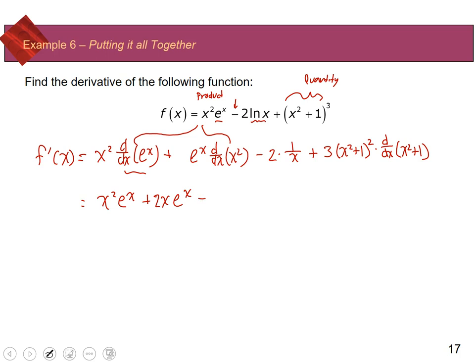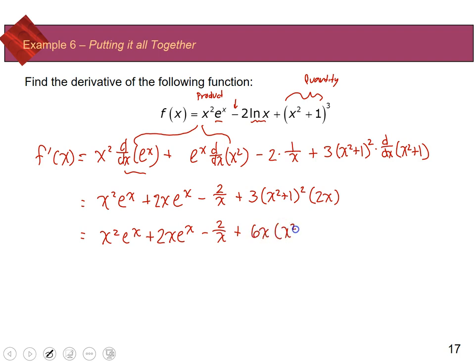Minus 2 times 1 over x, I can actually write as 2 over x. Plus 3 times x squared plus 1 squared. And the derivative of x squared plus 1 is another 2x. So the last bit of simplifying I could do for this, or would need to do: this is all written the same up to here. I can multiply the 3 and the 2x and say plus 6x, x squared plus 1 squared.